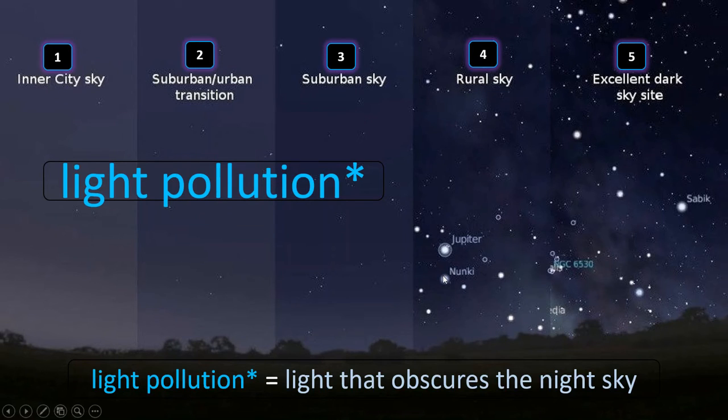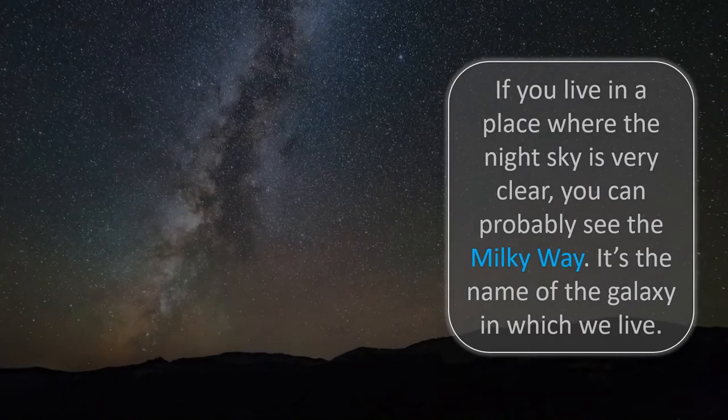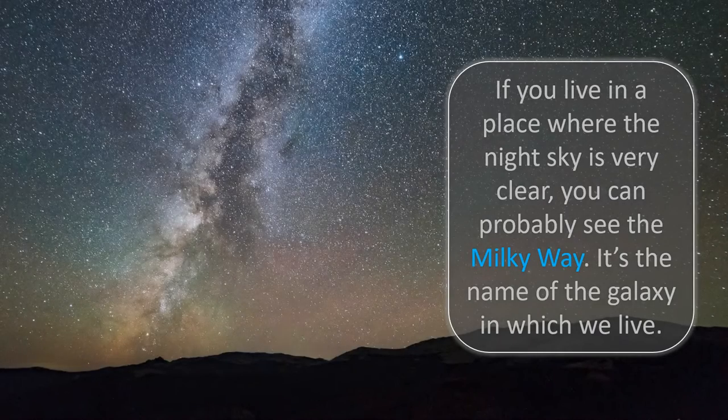And if you live up in the mountains, then possibly this is the kind of sky that you are going to see. Amazingly beautiful. As I said, if you live in a place where the night sky is very, very clear, you can probably see the Milky Way. It's the name of the galaxy in which we live.